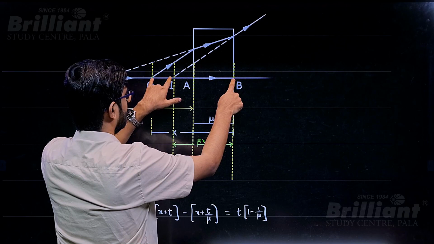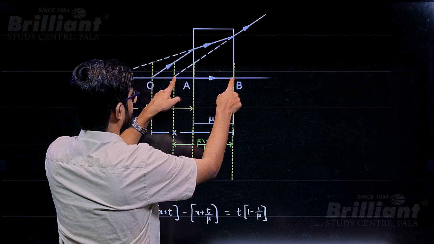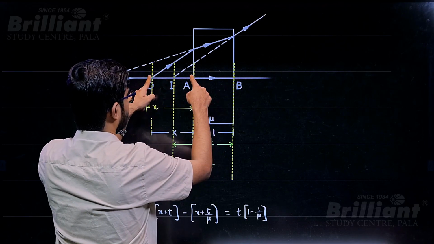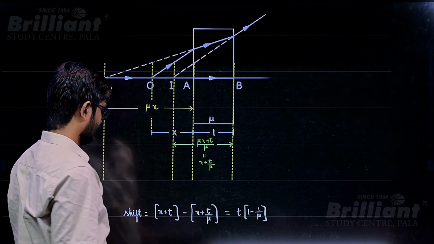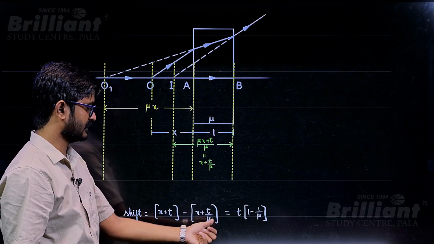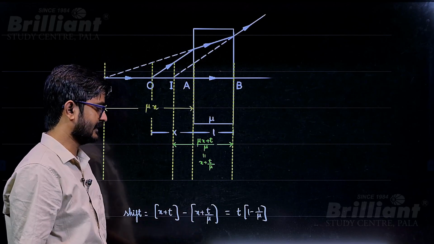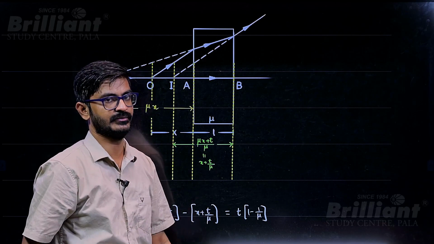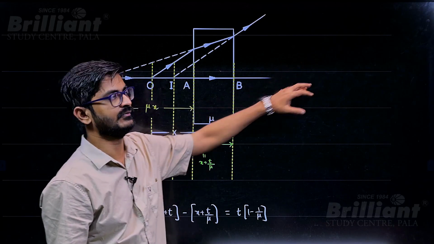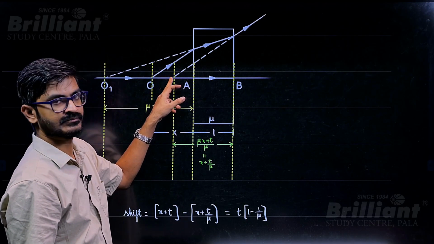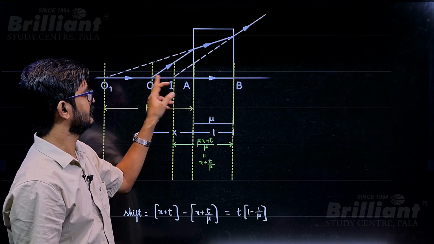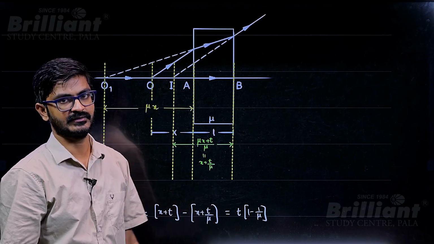This is the shift. Shift will be this total distance minus this total distance, that is T plus x minus x plus T by mu. You can see x and x will get cancelled, so you will be left with T into 1 minus 1 by mu. So when you are observing from this side, you will feel the image is somewhere here. So what is the shift you will feel? You will feel that the shift is T into 1 minus 1 by mu.